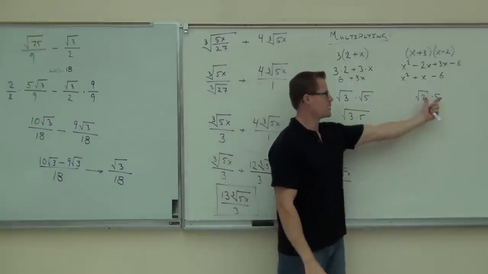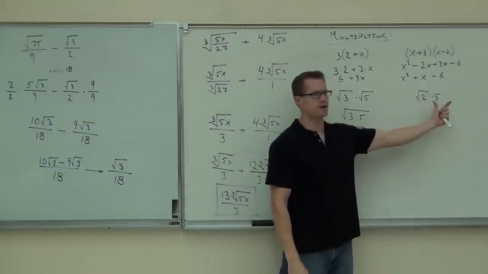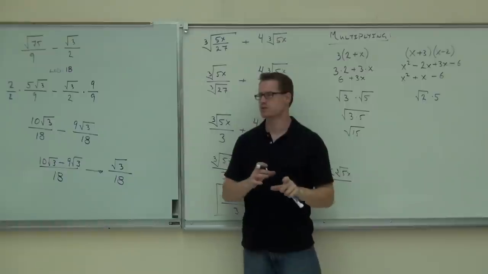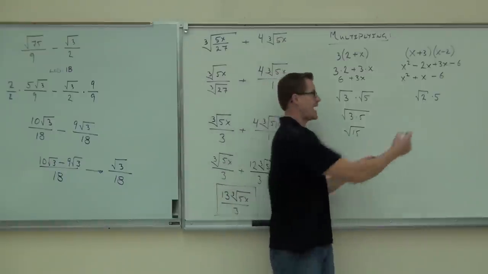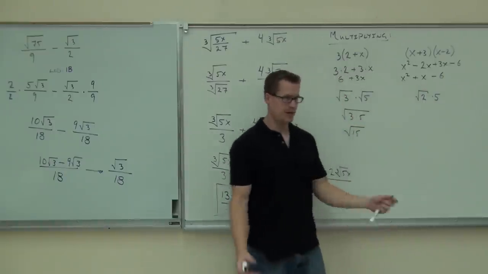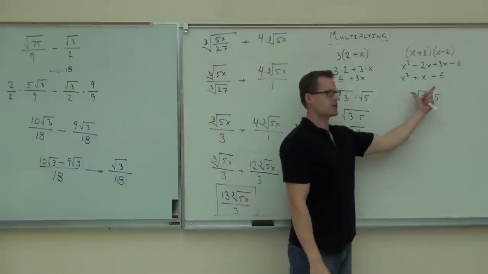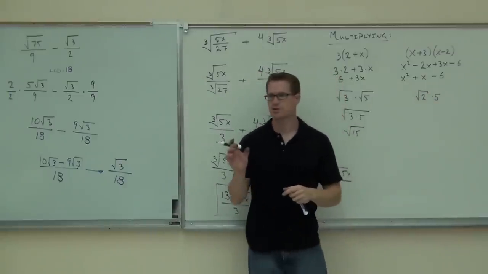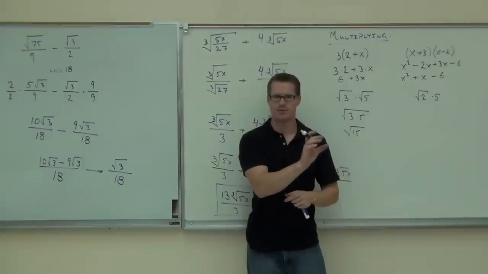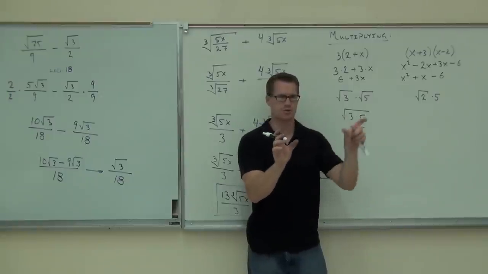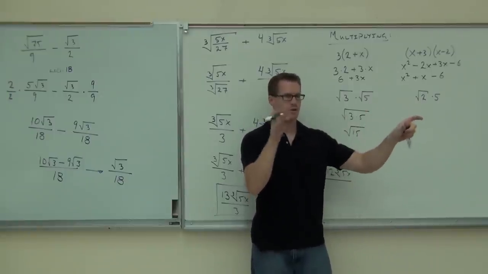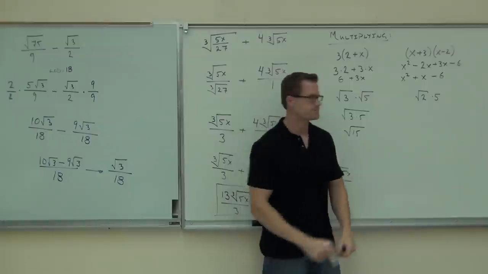Now, the square root of 2 times 5, not the square root of 5, just 5, can I put those under the same root? If I had the root, sure. If I had the root, absolutely. But I don't. This is saying 5 times the square root of 2. Or in other words, square root of 2 added to itself 5 times. Square root of 2 plus square root of 2 plus square root of 2 plus square root of 2 plus square root of 2. That's 1, 2, 3, 4, 5. That's 5 square root of 2.